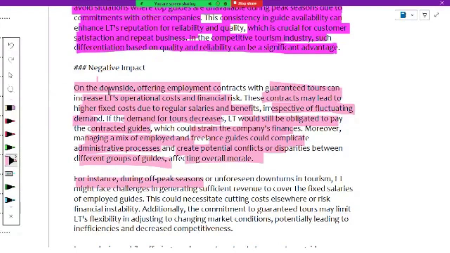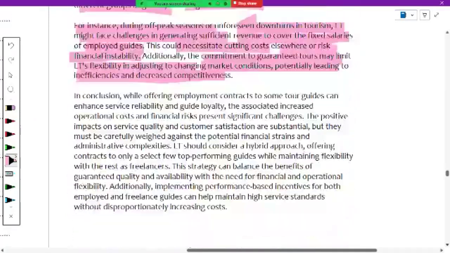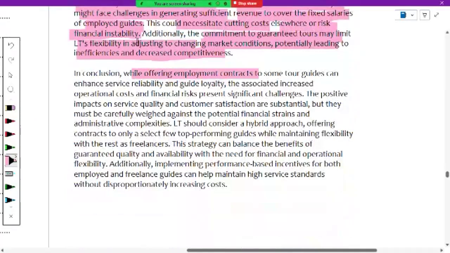For instance, during off-peak seasons or unforeseen downturns in tourism, LT might face challenges in generating sufficient revenue to cover the fixed salaries of employed guides. This could necessitate cutting costs elsewhere or risk financial instability. Additionally, the commitment to guaranteed tours may limit LT's flexibility in adjusting to changing market conditions, potentially leading to inefficiencies and decreased competitiveness. In conclusion, offering employment contracts to some tour guides can enhance service reliability and guide loyalty. The associated increase in operating cost and financial risk present significant challenges.